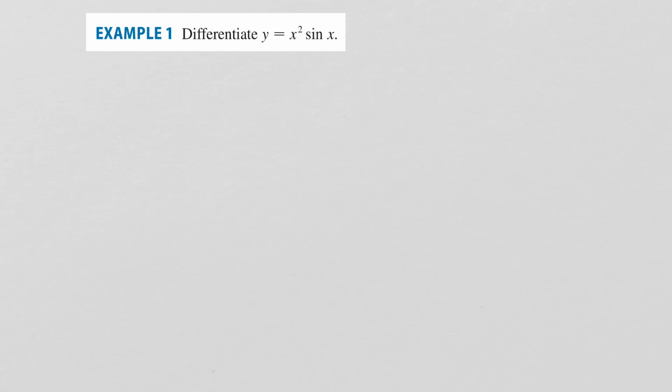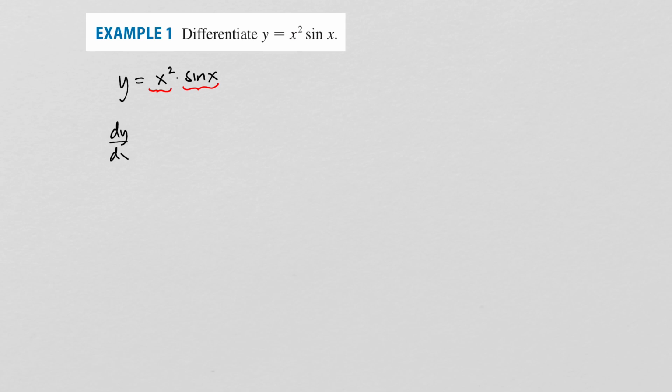Now let's take a look at some examples involving taking derivatives of trig functions. In the first example here, we want to differentiate y equals x squared times the sine of x. I'll just remind you that this is a product rule because we are multiplying two functions together.